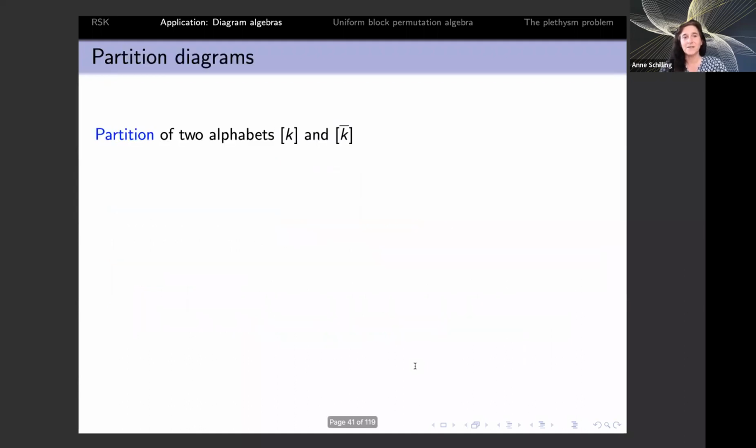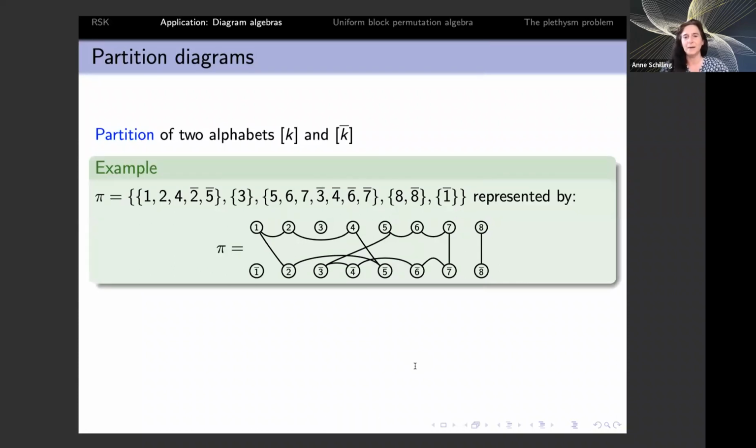Okay, so now let's get started. Let me first tell you what I mean by a partition diagram. So what we want to do is partition the union of two alphabets, the alphabet from 1 up to K, and another alphabet from 1 bar to K bar. So we have two alphabets of the same length, but we denote the letters either with unbarred letters or with barred letters. Here's an example. In this example, K is equal to 8, so we have an alphabet 1, 2, 3 up to 8, and also 1 bar, 2 bar up to 8 bar. And this pi that I've written here is a partition of the union of those two alphabets.